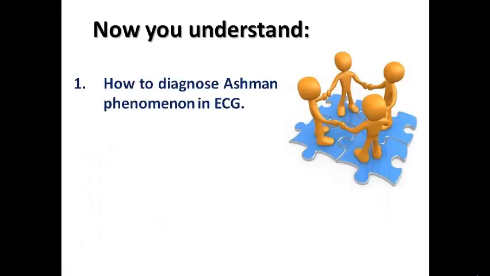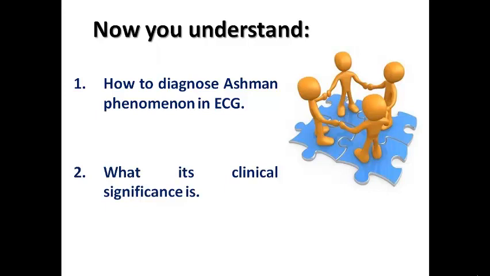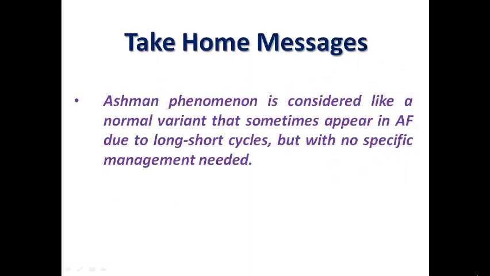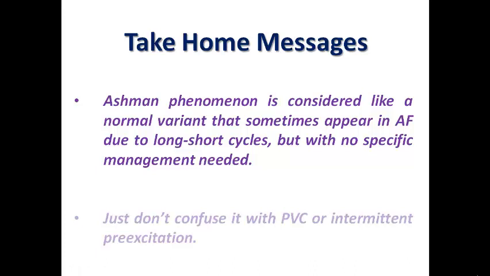So now we understand how to diagnose Ashman phenomena in ECG and what is its clinical significance, which is just the problem with the differential diagnosis, but itself it is not clinically significant. And remember, Ashman phenomena is considered like a normal variant that sometimes appears in AF due to long-short cycles, but with no specific treatment needed, and just don't confuse it with PVCs or intermittent pre-excitation.